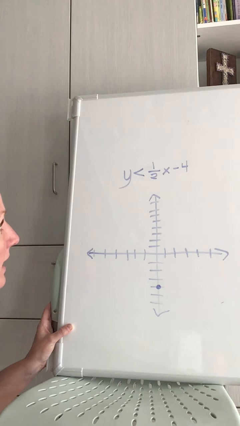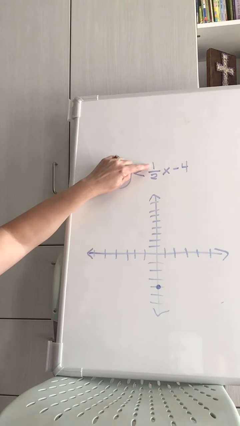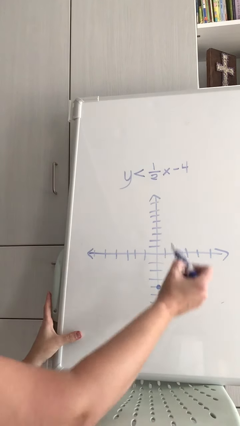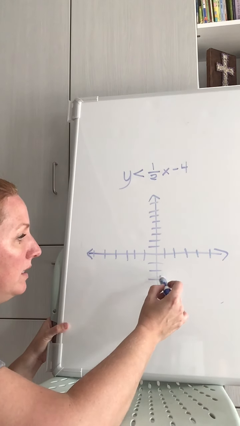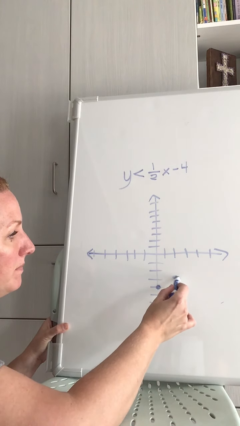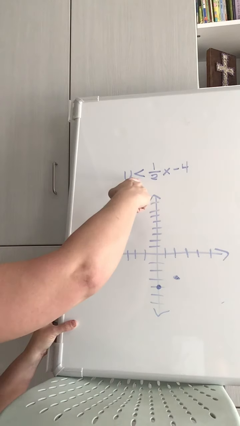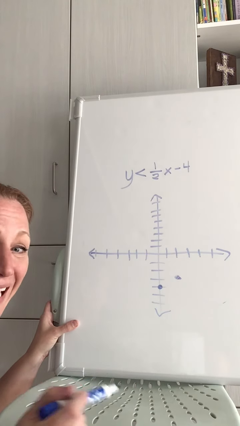Then I have to move my slope just like I did before. So 1/2. So up 1, right 2. From this dot, up 1, right 2, put another dot. Now, it's a less than sign. That is a dotted line.